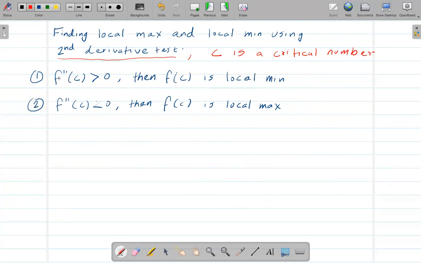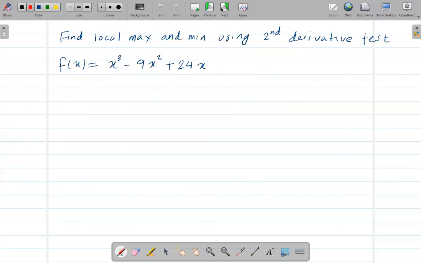So at c, if we get the double derivative greater than 0, or positive, then at that point we're going to get a local minimum. Just to be clear, if it is greater than 0, then it's a local minimum. If it is less than 0, then it is a local maximum. Okay, so let's do an example here.